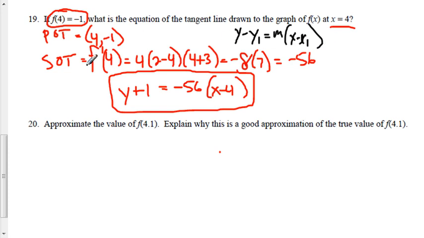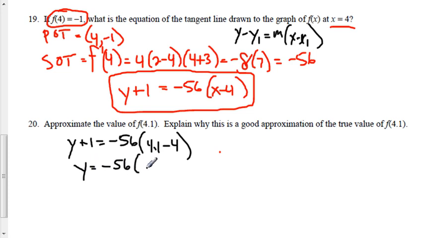Okay? And now to approximate, we're just going to substitute into this equation that I have right here. So y plus 1 equals -56 times 4.1 minus 4. I'm going to bring the 1 over. -56 times 0.1 minus 1. This is -5.6 minus 1. That's multiplying by 1/10. And that is -6.6.